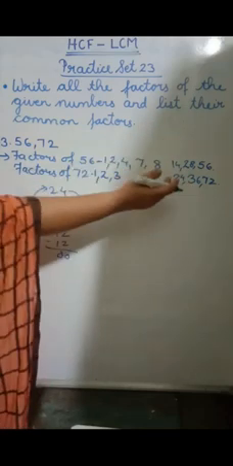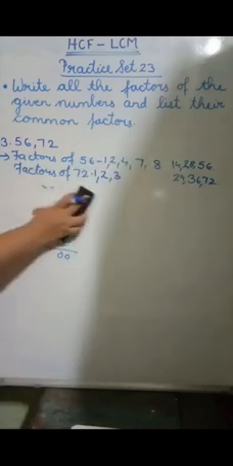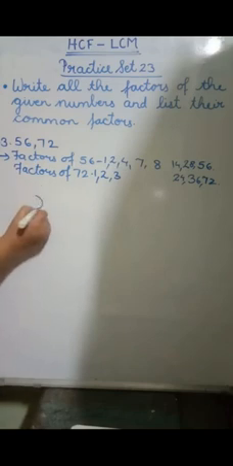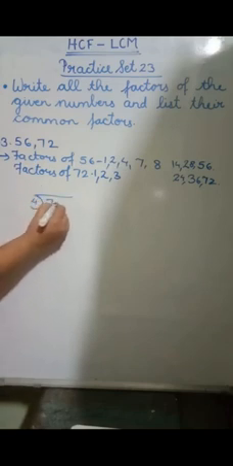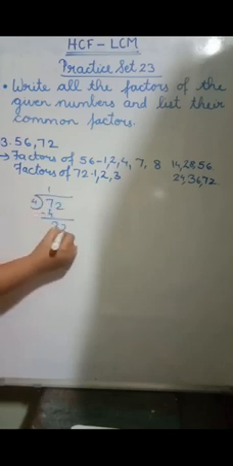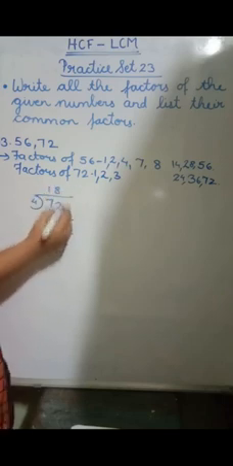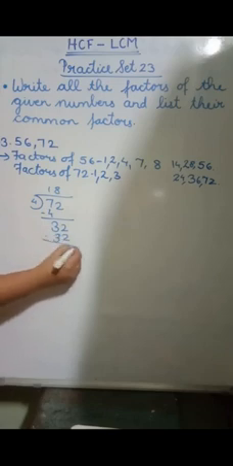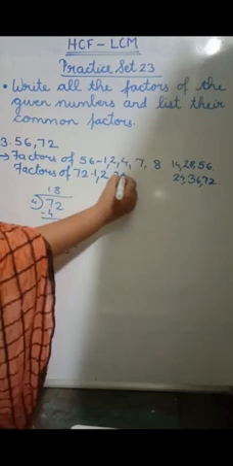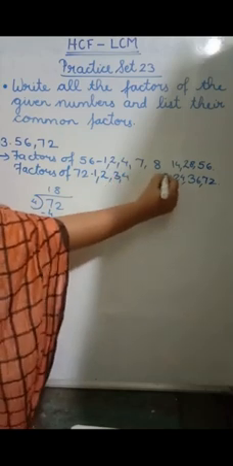Okay, next 4. Divide by 4 and see. 4 into 72: 4 1s are 4, 3 and 2, 4 8s are 32, 0 and 0. So it is coming. 4 18s are 72. So write 4 18s are.